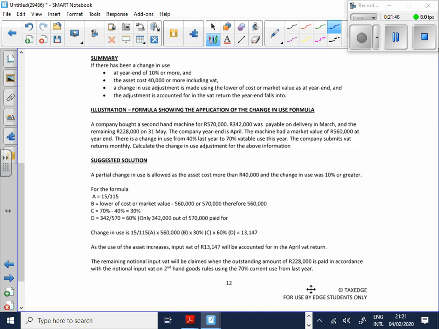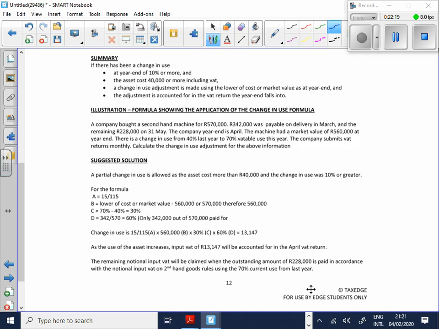Are you guys comfortable? So guys, before we do a partial change, we're going from 40 to 70, which is a partial, yes? Is that okay? So what do we say? It's 15 over 115 times. Because it's a partial change, do we use lower of cost or market value? So cost was 570, market value is now 560. So you're going to use the 560 times by, what's going to happen, guys?